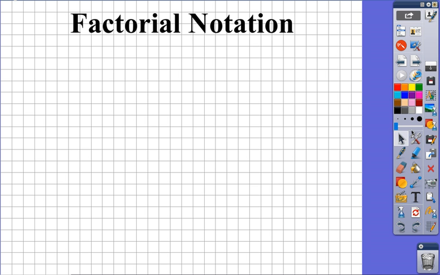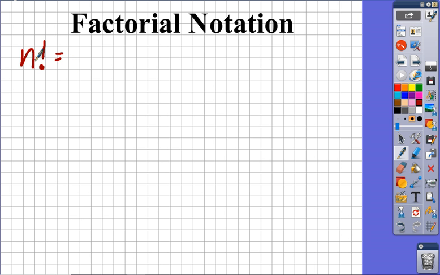Factorial notation and summation notation is what we're going to deal with next. Factorial notation, you've probably seen it before. That's when you have a number, an integer usually, or a whole number I should say, with an exclamation point. That English term or that language symbol is actually a mathematical symbol for us.